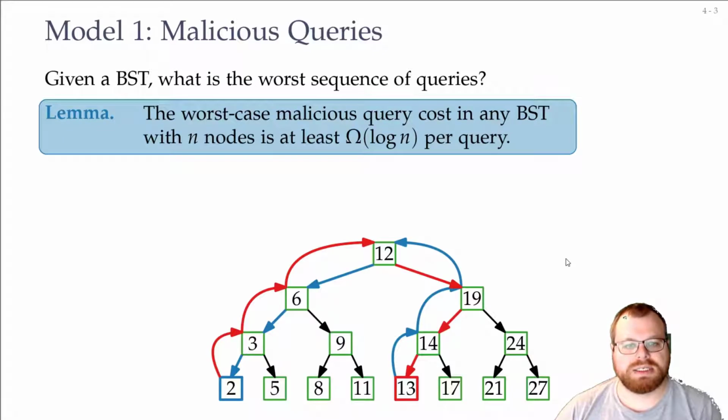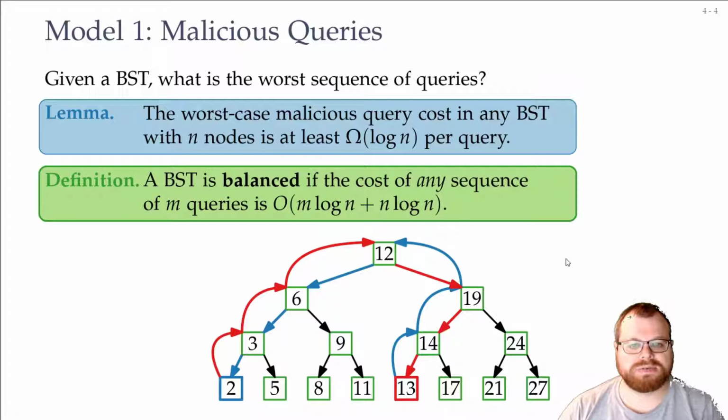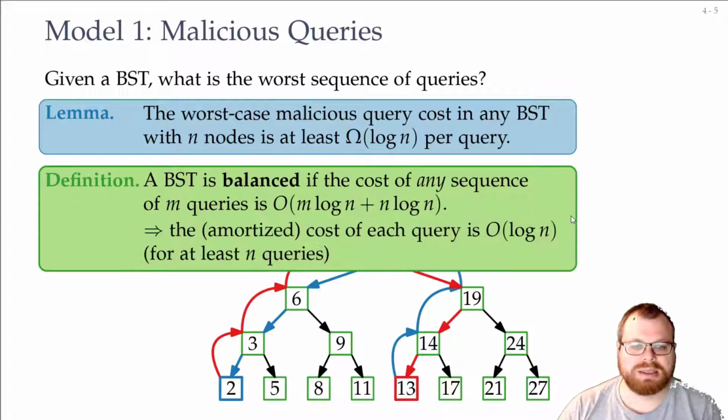So if you only have a single query, then that query should take log n. But if we have a sequence of queries, then the running time in total should be order of m log n if we have m queries, plus n log n. So if we have at least n queries, then the amortized cost of each query is only order of log n. So there can be some queries that take a long time, but they have to be offset by others that are very short, so that on average we only take logarithmic time to do a query in the sequence.